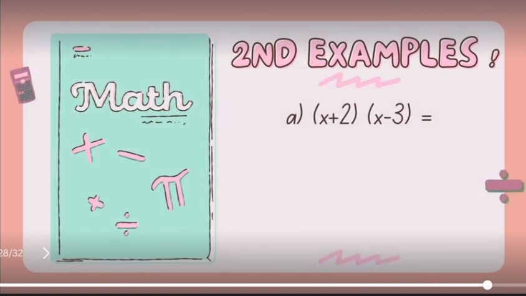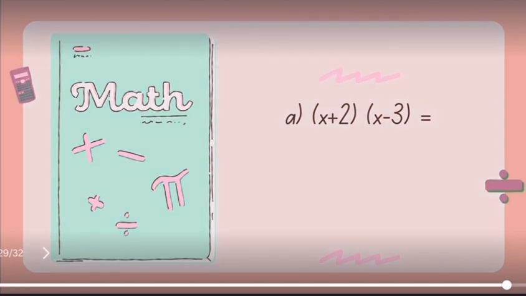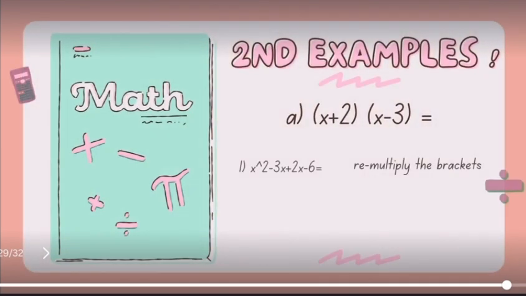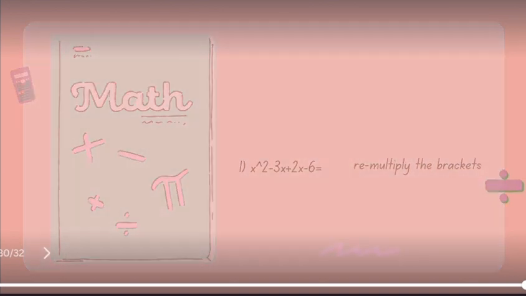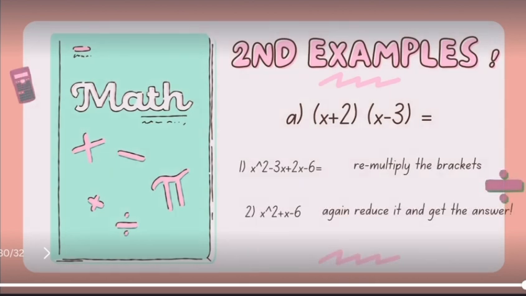Let's go to the second example. So you can read it at first. Now let's go to the explanation part. As before, firstly we multiply the brackets and we get x squared minus 3x plus 2x minus 6. And after that, we again reduce it and get the answer, which is going to be x squared minus x minus 6. So that was quite easy.